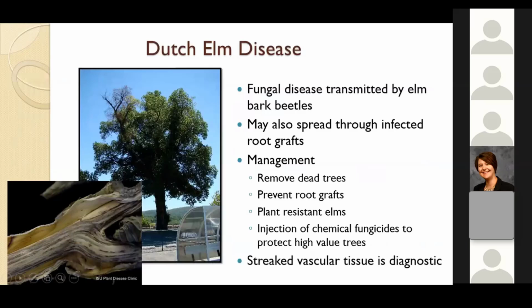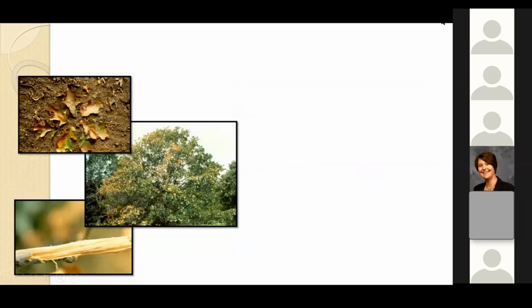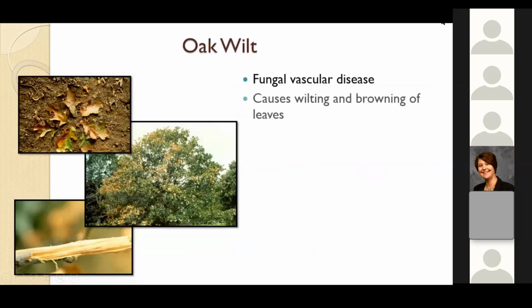The streaked vascular tissue that we have in the corner picture here: if you peel back the bark and you see these nice, very evident streaks like that, that's one of the diagnostic signs, or symptoms, of Dutch elm disease. Next is oak wilt, and this is another one of those fungal vascular diseases of trees.